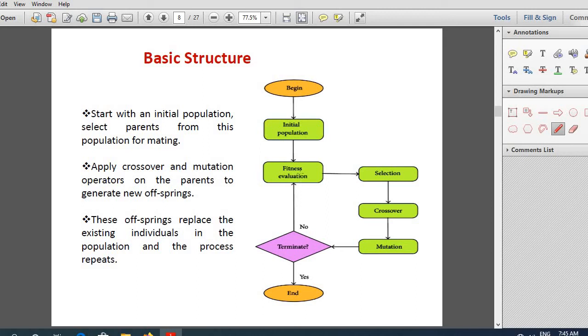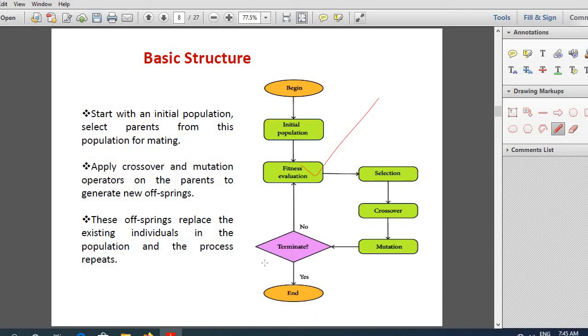And then you evaluate the fitness of those 50 offspring. You again do this process. So this process will be continued. Each offspring generation will be produced like this. This process will be continued until some termination criteria is reached.